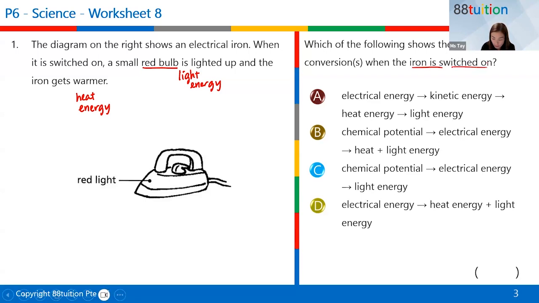So when you switch on the iron, what is inside the iron? There's electrical energy, right? Then this electrical energy is being converted to heat energy as well as light energy. Answer is actually D. But why is it not B? Are y'all curious why it's not B? It says chemical potential energy here, right?